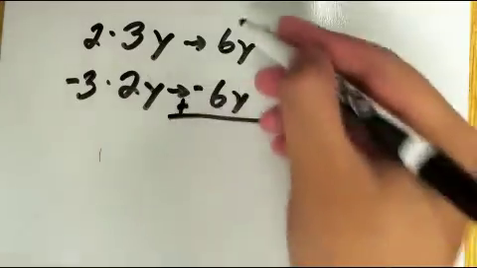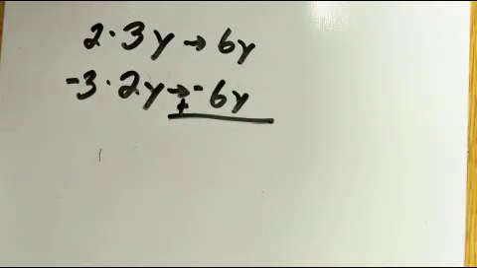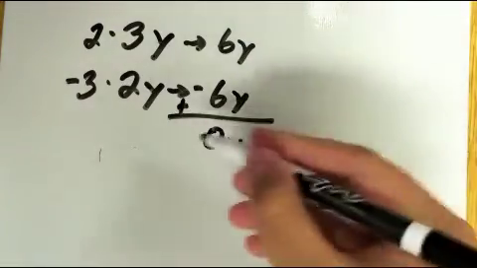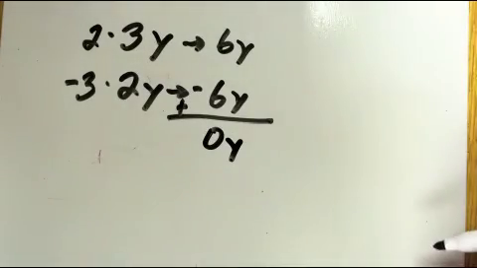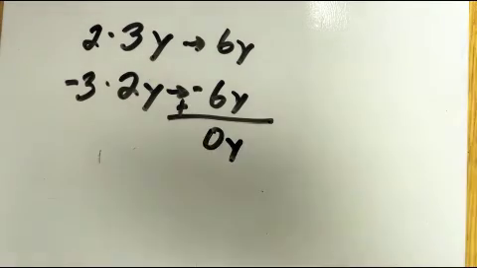Add straight down. What is 6 plus a -6? 0y, which is once again eliminated. Goodbye y's. Does that make sense? Okay, so that's the concept that we're going to be doing. And now we're going to be starting to look at examples.